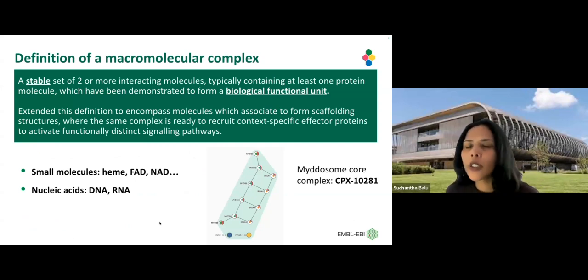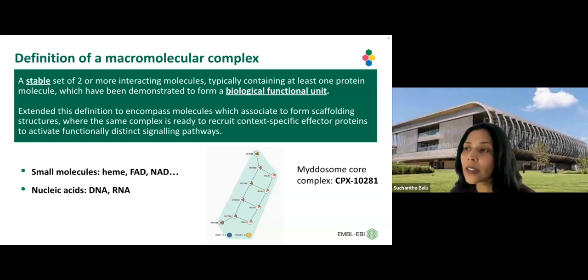The next slide is going to show you a little bit about the type of complex components you'll come across and the type of complexes you'll see in the portal. I'd like to go over this definition of a complex again. A complex is a stable set of 2 or more interacting molecules, and typically at least one of them has to be a protein, and the assembly should have been demonstrated to form a biologically functional unit.